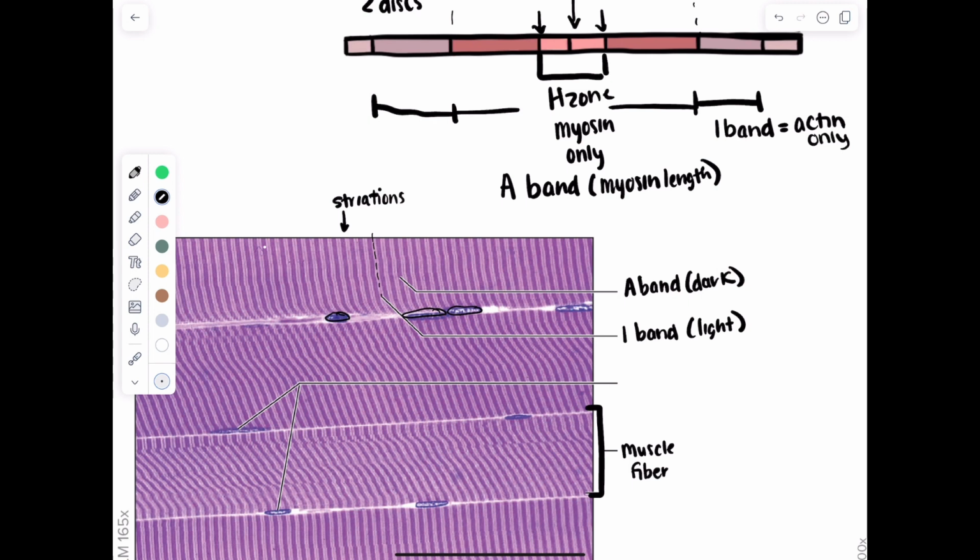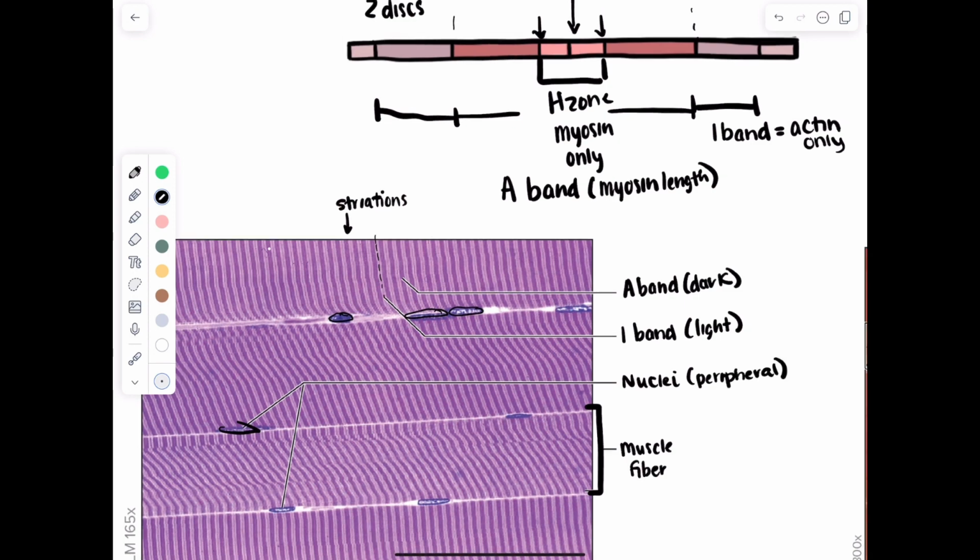And then again, in this image, these are pointing to the nuclei that are peripheral nuclei. Remember that they are peripheral in skeletal muscle.